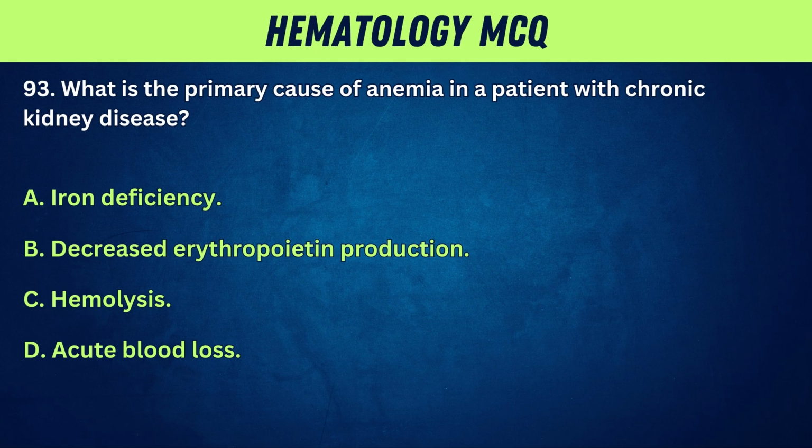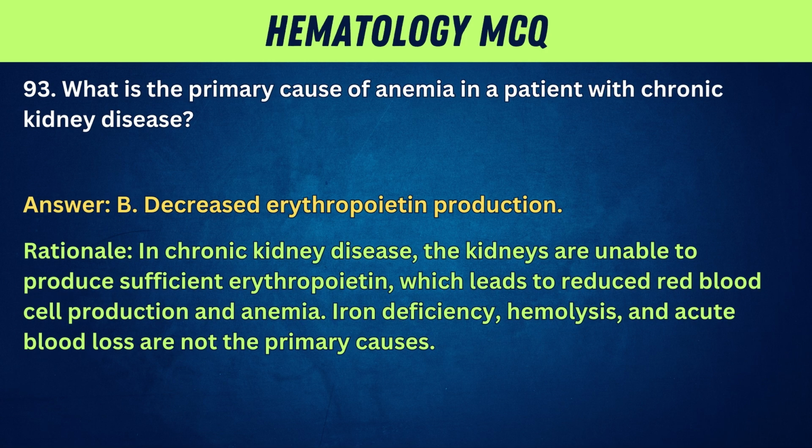93. What is the primary cause of anemia in a patient with chronic kidney disease? A. Iron deficiency. B. Decreased erythropoietin production. C. Hemolysis. D. Acute blood loss. Answer: B. Decreased erythropoietin production. Rationale: in chronic kidney disease, the kidneys are unable to produce sufficient erythropoietin, which leads to reduced red blood cell production and anemia. Iron deficiency, hemolysis, and acute blood loss are not the primary causes.